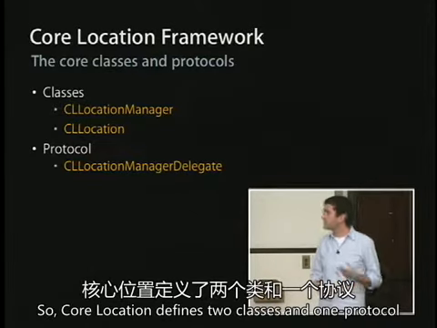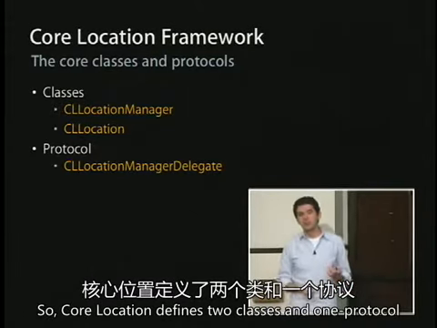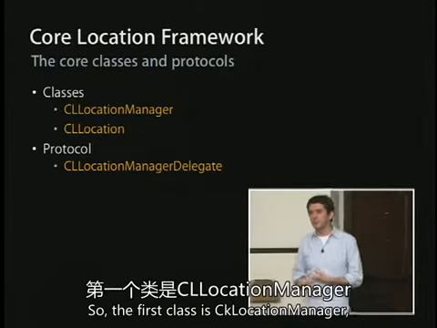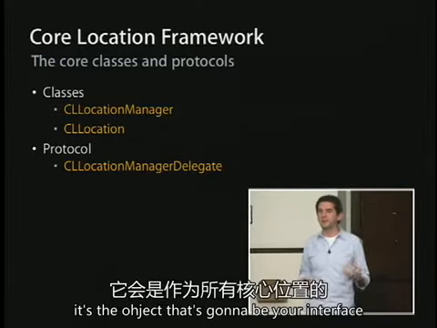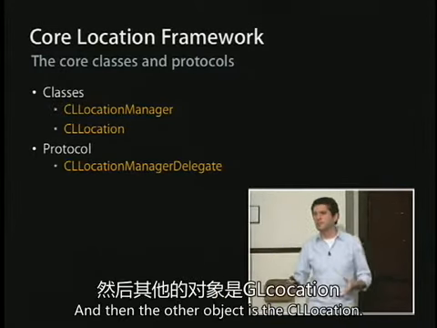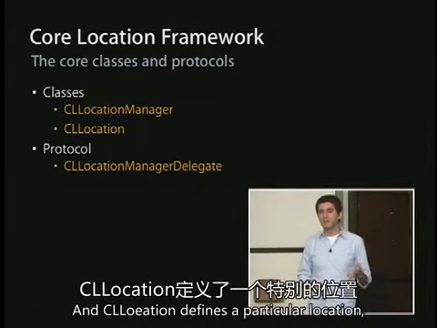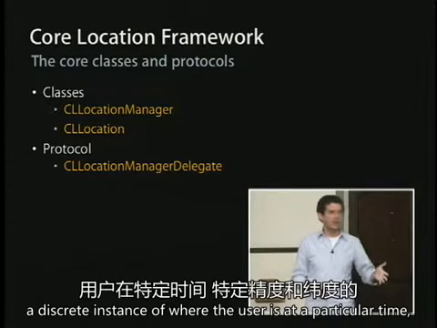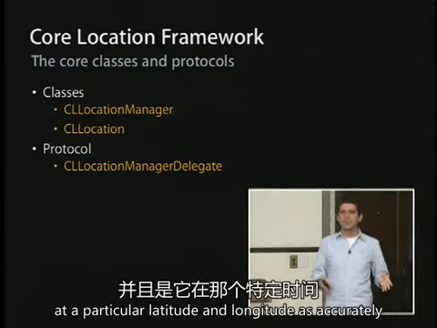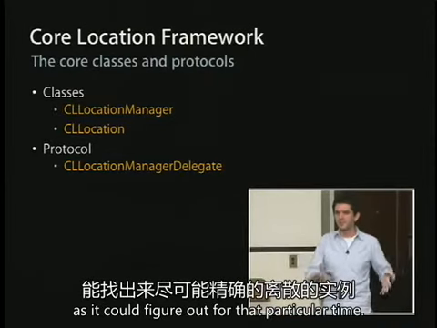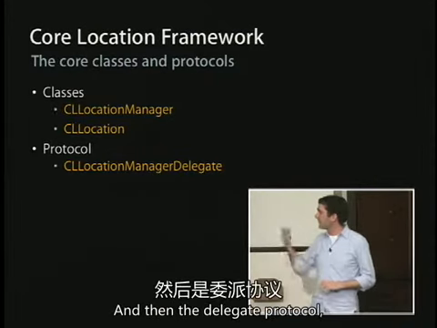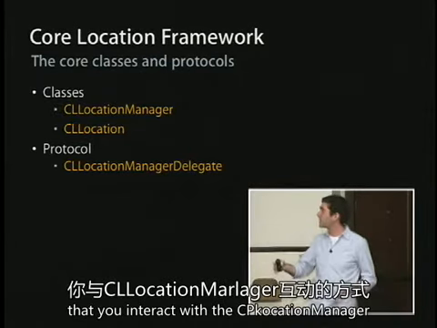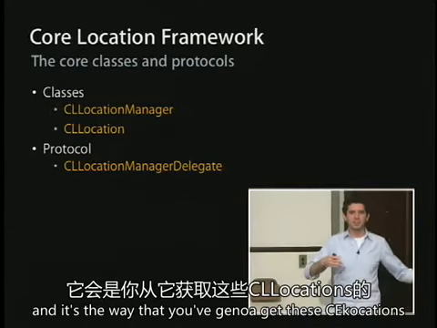Core Location defines two classes and one protocol that are used to figure out where the user's at. The first class is CLLocationManager, and this is basically the main entry point. It's the object that's going to be your interface to all of Core Location. The other class is CLLocation, which defines a particular location: a discrete instance of where the user is at a particular time, at a particular latitude and longitude, as accurately as it could figure out for that time. And the delegate protocol, CLLocationManagerDelegate, is the way that you interact with the location manager, and it's the way that you're going to get these CLLocations from it.